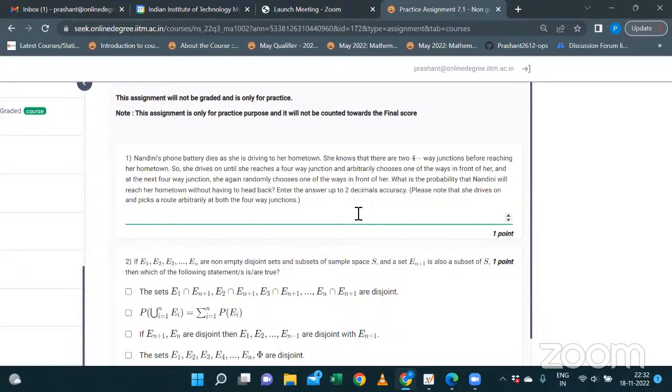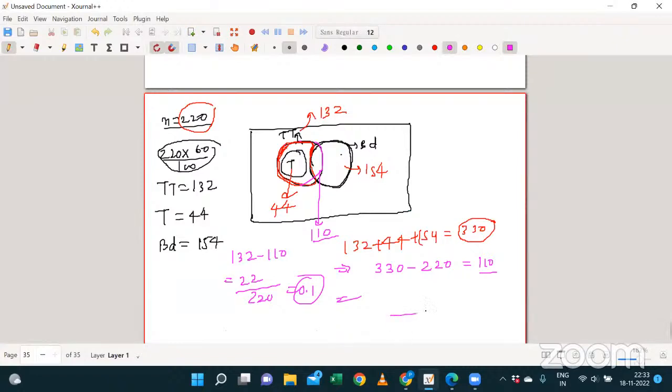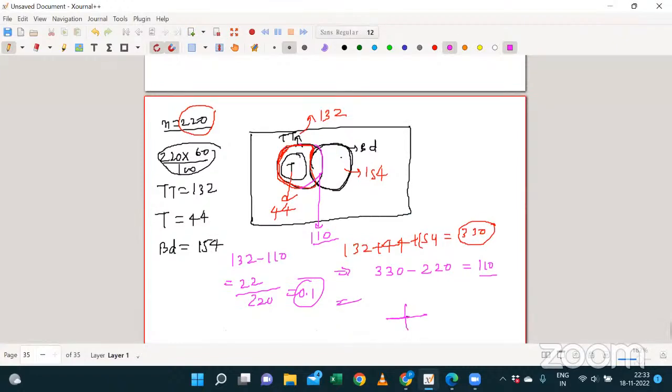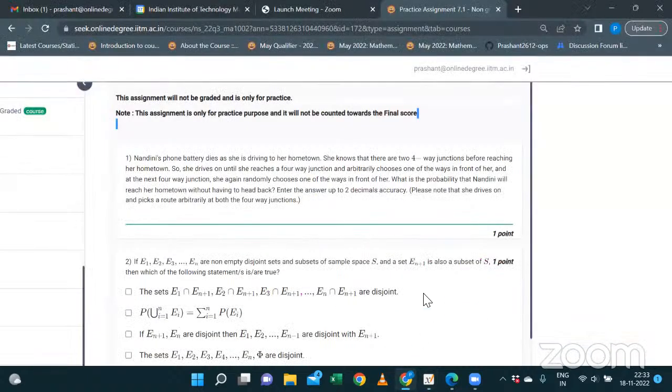First of all, it was written that there is a 4-way junction before reaching her hometown. So she arrives at a 4-way junction. I am confused whether it's a 4-way or it's the name of a junction. See, it's a simple thing. There are two 4-way junctions. Suppose she reached one place here. This is one, and this is the second. When she is driving to her hometown, she will get two 4-way junctions. Is that clear?